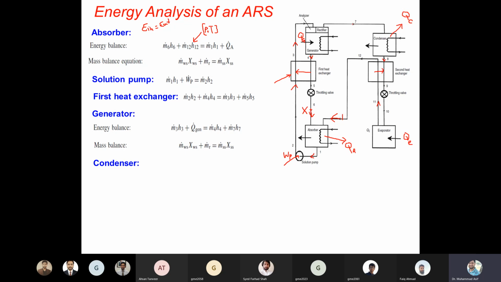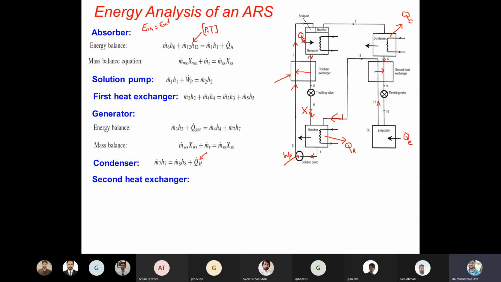For example, the energy coming in is at point 7, and what is leaving? QC is leaving and the energy at point 8 is leaving. So the energy balance says that the energy at point 7 should be equal to QC plus the energy at point 8. So from here we can calculate how much heat we need to reject, right? So this will go on the other side. What we need is the value of the enthalpy and the mass flow rate.